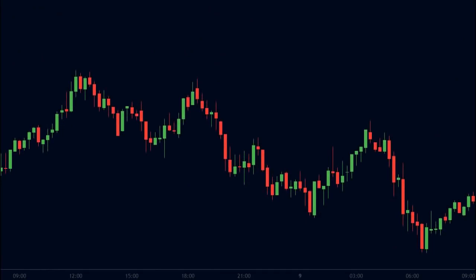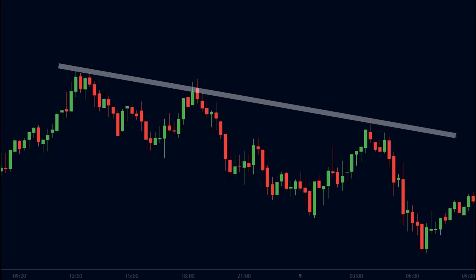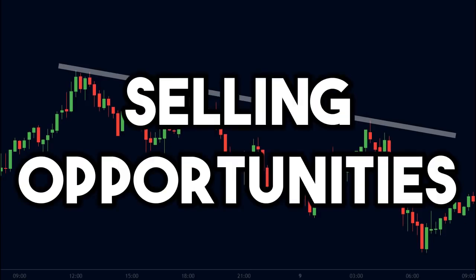Here we see that the price found resistance twice. So we stretch a trend line to mark these swing points. Now, when the price returns to the trend line for the 3rd time, we expect the price to find resistance at this level. So we will look for selling opportunities.